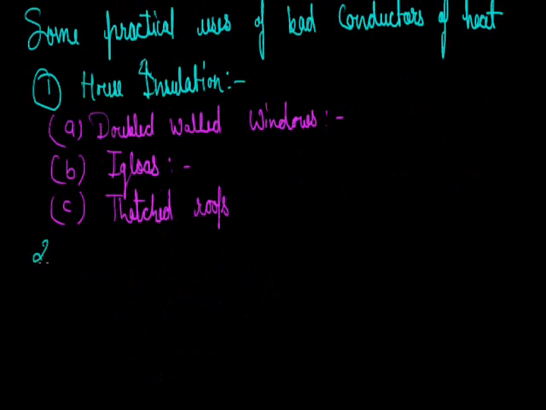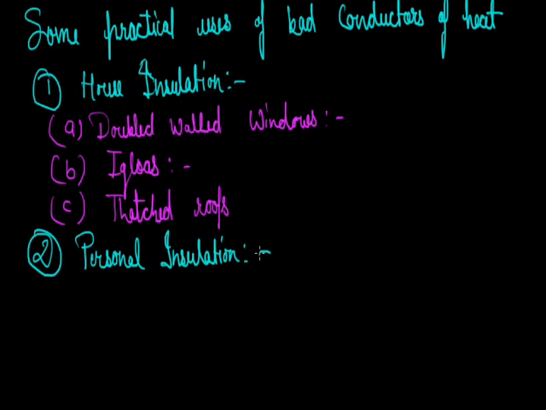Next is personal insulation. First, woolen clothes. Why do we wear woolen clothes in winter? Woolen clothes have fine pores filled with air. The wool and air both are bad conductors of heat. Therefore, in winter we wear woolen clothes as they check the conduction of heat from the body to the surroundings and thus keep the body warm.